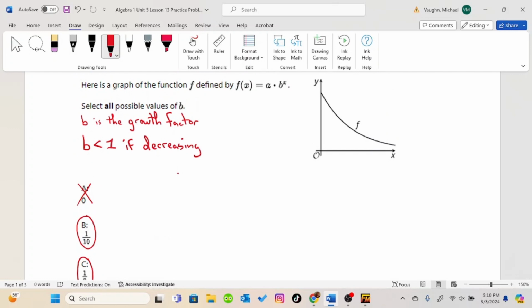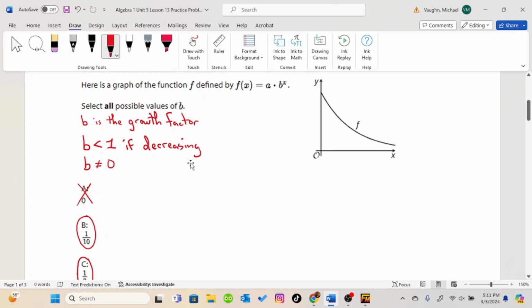So one thing we see that we could add here is that b is less than 1 and b cannot equal 0 because then we wouldn't have a graph. 0 to the power of 0 would be 1 because anything to the power of 0 is 1. So we would have our initial y-intercept, but then we would immediately go to 0 and we would stay there.